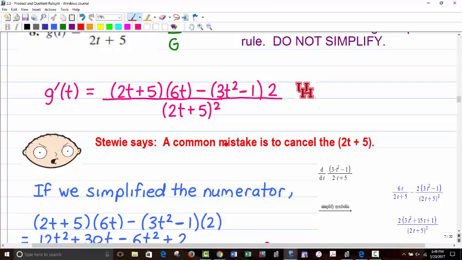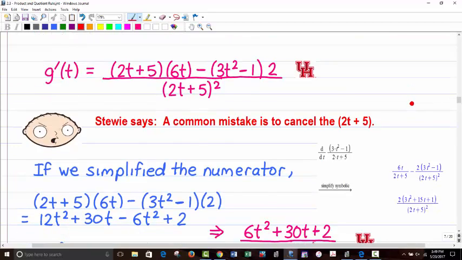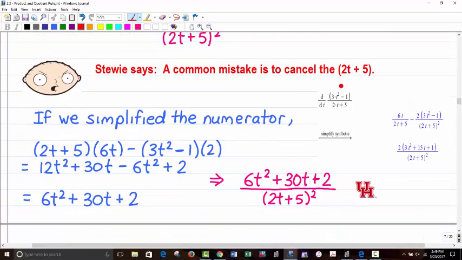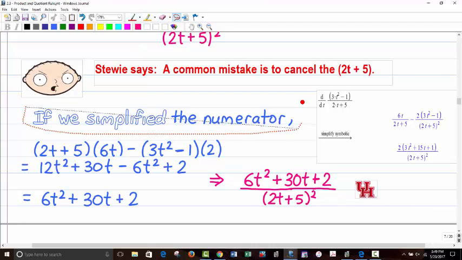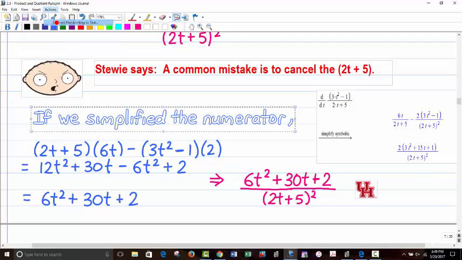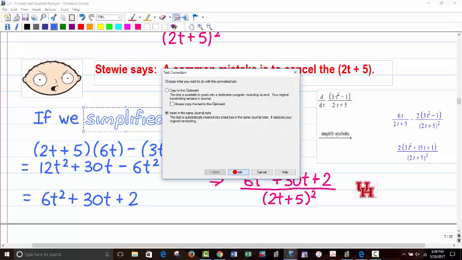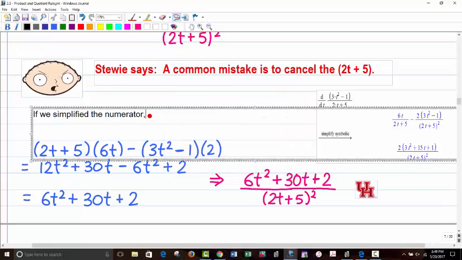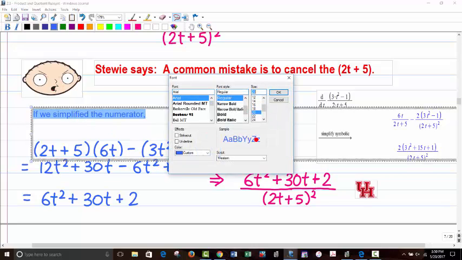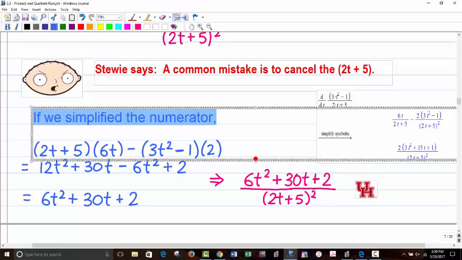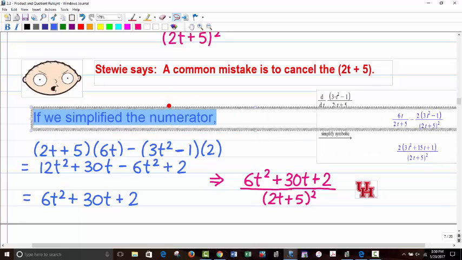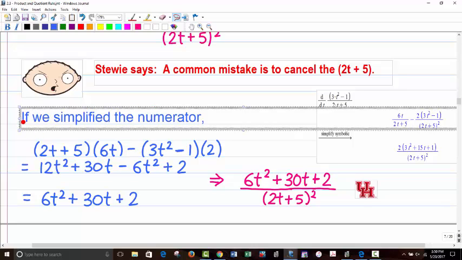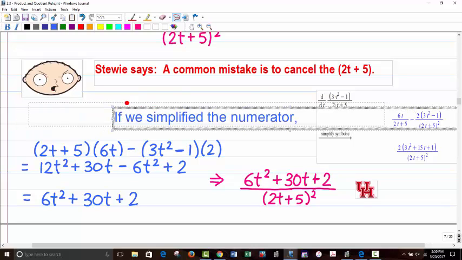Stewie is a wise man. He knows what he's talking about. And let's say, okay, suppose that we did simplify the numerator. That's pretty easy algebra. I shouldn't have to explain too much while I'm doing this. Combine like terms, and it will end up being 6t squared plus 30t plus 2. So that's all we would do if we needed to do that.